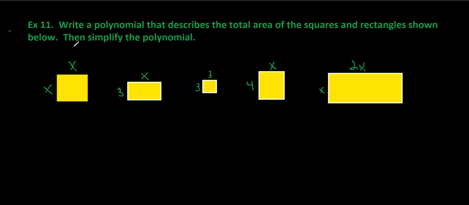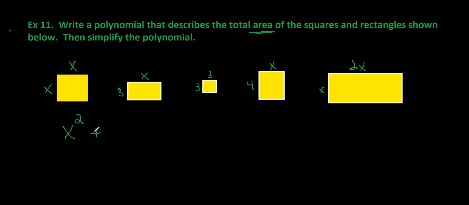Okay, here we go with an interesting problem. Write a polynomial that describes the total area of the squares and rectangles shown below, then simplify the polynomial. So to describe the total area, these are squares and rectangles, so I have to determine the area of these rectangles. Remember, the area is the length times the width. So this would be x times x, which is x squared.